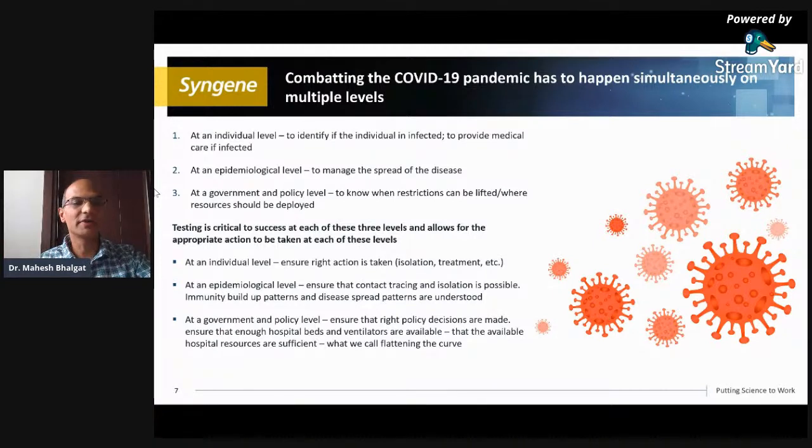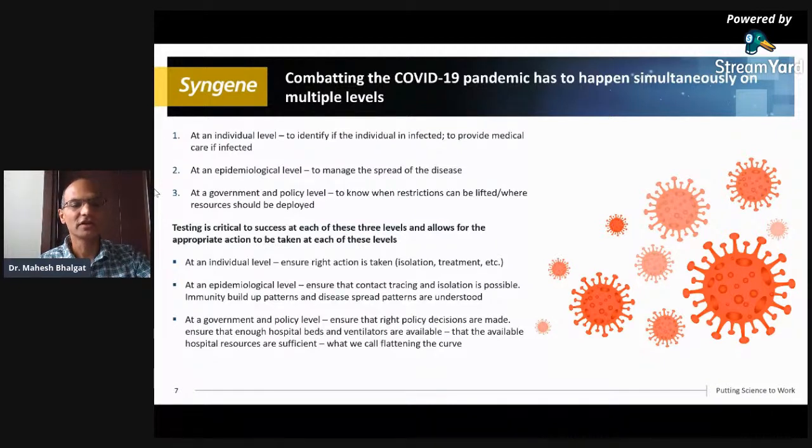Then there is the government and the policy level of understanding this pandemic. What restrictions to put in? When can you allow people to move? When should you deploy some resources? Which areas you should prioritize for testing? Which areas you should prioritize for movement of additional resources to? All of those bits are important to understand so that the government can make the right policy decisions around it.